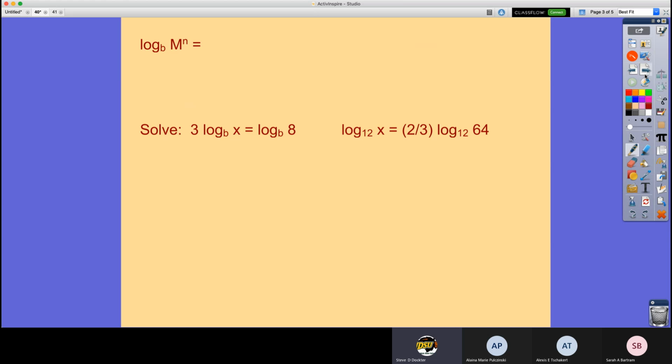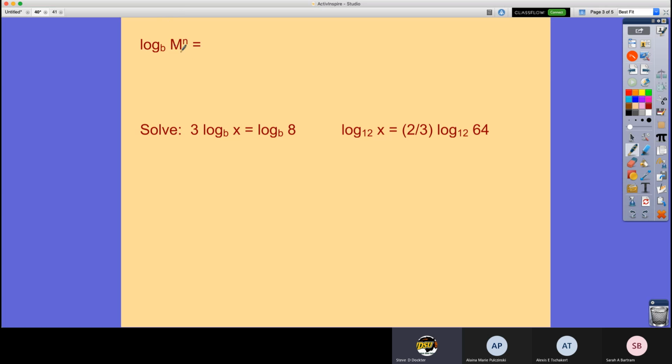Log b of m raised to the n power. All right, now the first one was called product rule. Second one was quotient rule. This one is called power rule, because we've got our logarithm raised to a power there. Now this is the one that we use the most often, to be honest. We do use those other two every once in a while, but this one gets used quite a bit.